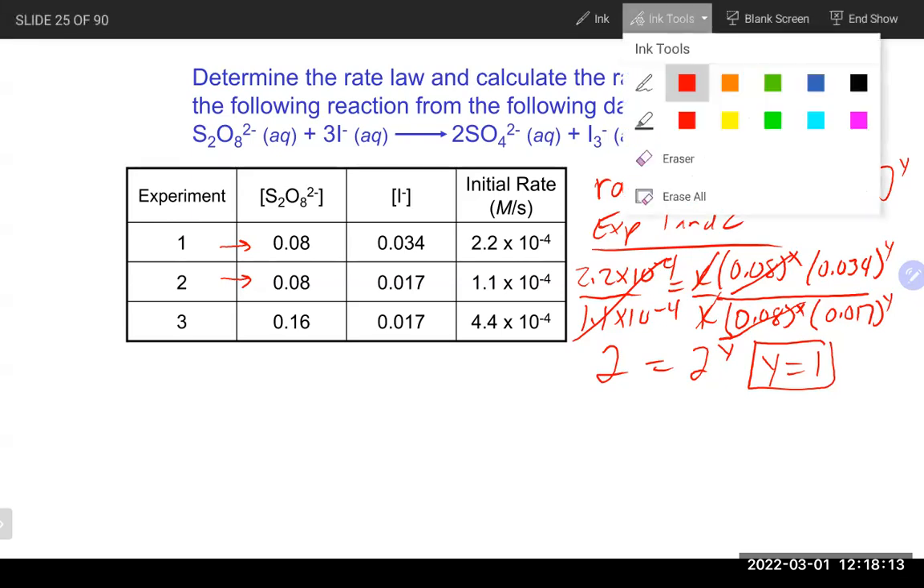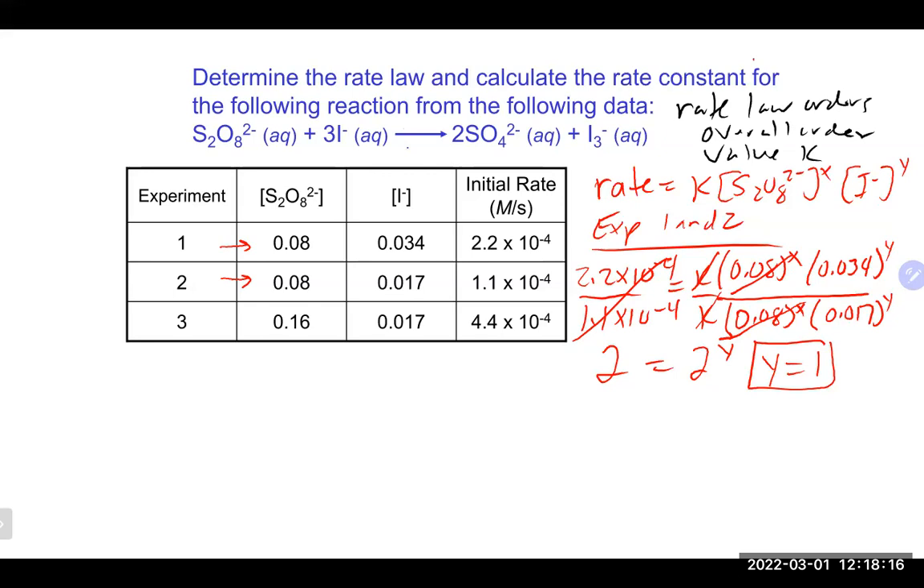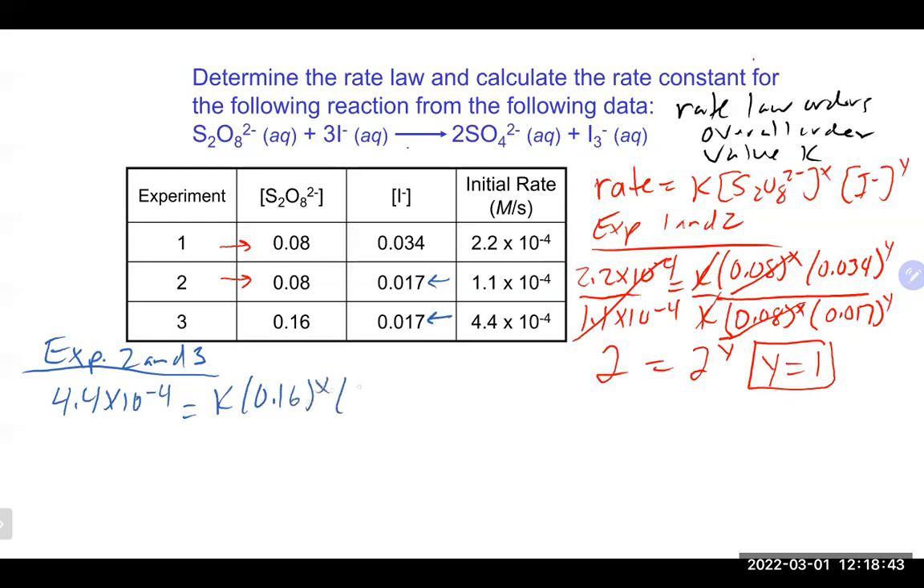We then will go back to our table looking for keeping the I- constant, which looks like it is experiments 2 and 3 that will do that for us. So taking those into our calculation here, 2 and 3. Again, I'm going to go with number 3 up on top since it has the larger rate. So that's going to be 4.4 times 10 to the minus 4 equals K, 0.16 to the X and 0.017 to the Y.